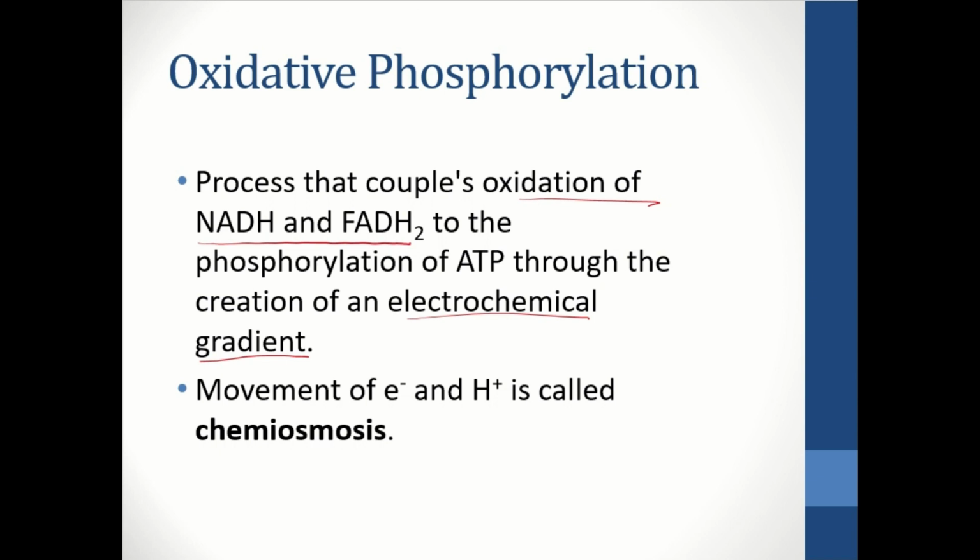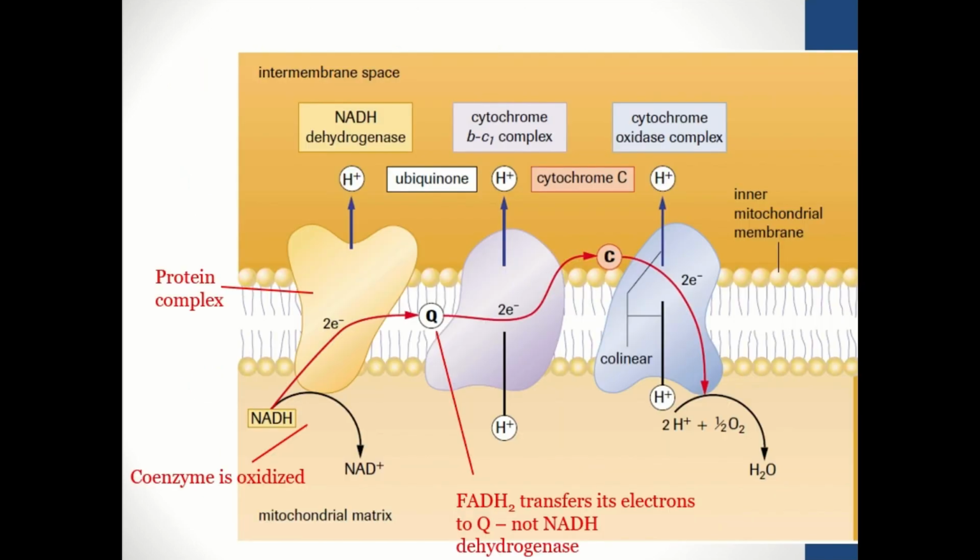Because you get the movement of the electrons and the hydrogen ions, it's called chemiosmosis. You can see here you're pumping those hydrogen ions across. That's what creates your concentration gradient, leading to oxidative phosphorylation to create your energy. So the oxidation is of your NADH and then your FADH2, and the phosphorylation is the step that's not in this photo that produces your ATP.